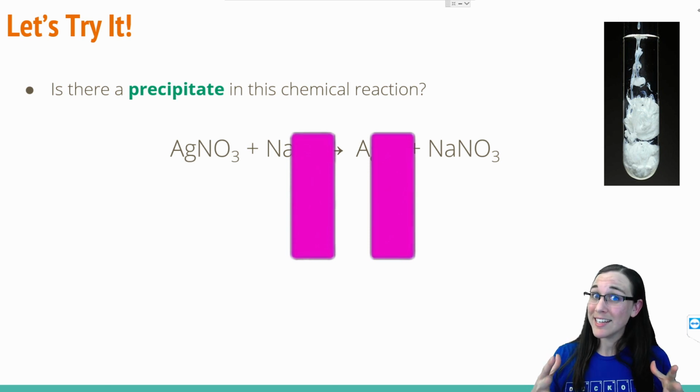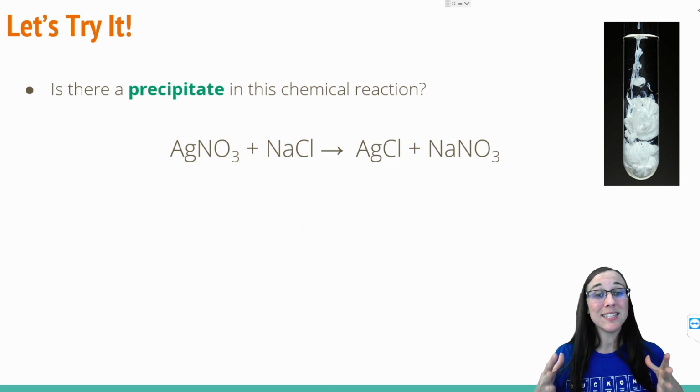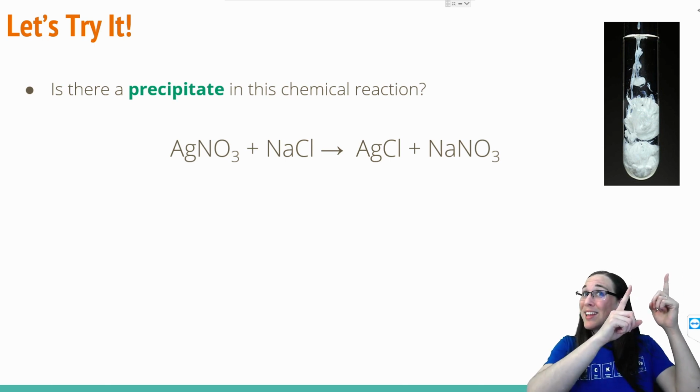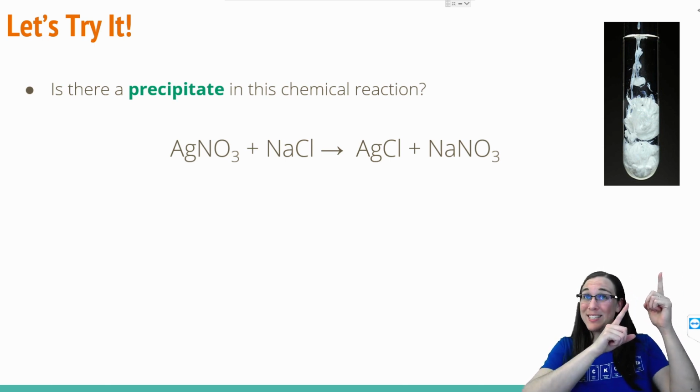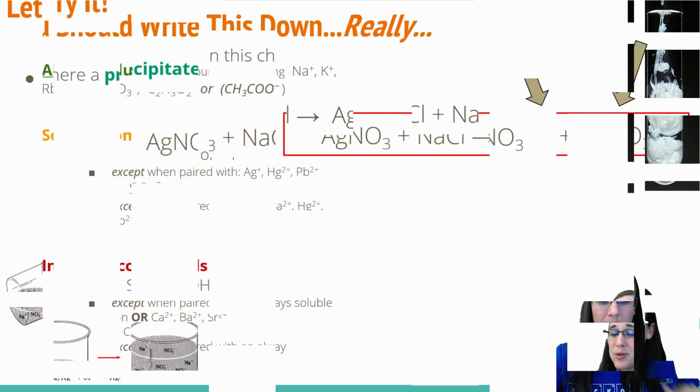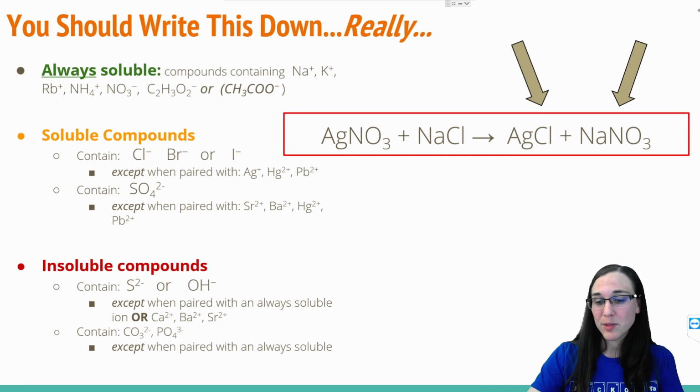Hopefully you found that there is indeed a precipitate here. If you were to mix silver nitrate and sodium chloride together in solution, you would have something that looks like this dropping out in a test tube. But what is that white solid that's dropping out of the solution in the test tube? Well, looking at our products, we see we have silver chloride and sodium nitrate.